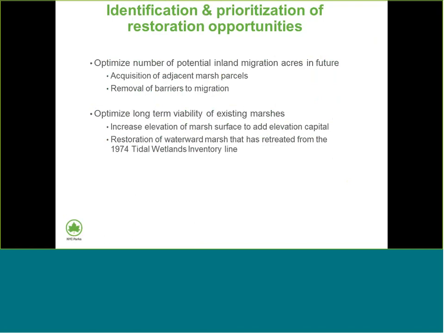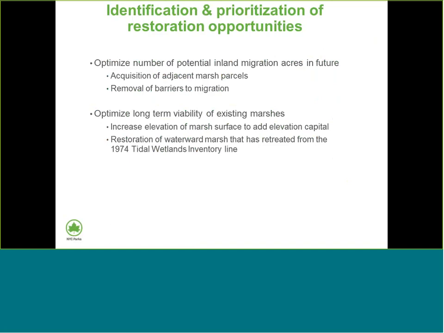So our next steps are to identify and prioritize restoration opportunities. And we have basically 4 approaches to address 2 goals. We want to optimize the number of potential inland migration acres in the future, and the strategies we'll take to do that are looking at acquisition of adjacent marsh parcels where we have potential migration outside of the marsh complex onto properties that aren't owned by the Parks Department or the city. So identifying those parcels to optimize the marsh's potential for inland migration.